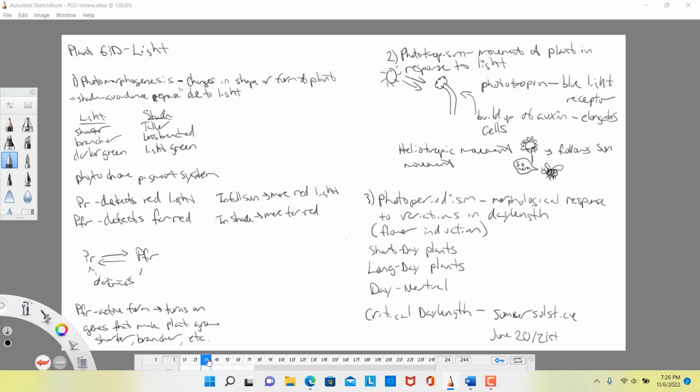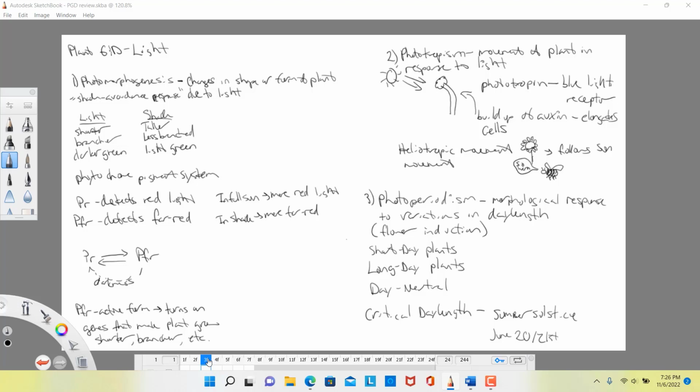And we said that plants that are grown in light look different, right? Their morphology looks different. They are shorter, they are branchier, they are darker green because they're producing more chlorophyll, more photosynthesis is occurring. Plants that are grown in shade tend to be taller, less branched, and lighter green. They're not really producing chlorophyll as much.